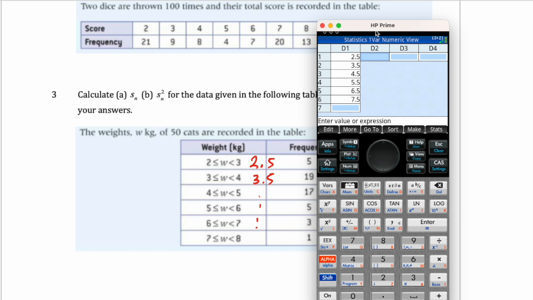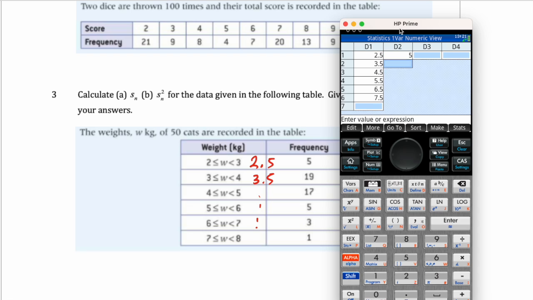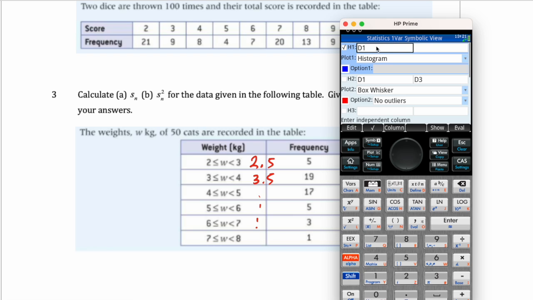Okay, and then we get the frequencies. 5, 19, 17, 5, 3, 1. Just make sure everything's right. Always go back to symbol, make sure everything's okay. Now we got a frequency, so we need D2 over here. Okay, there's D2. Everything's good, I think.